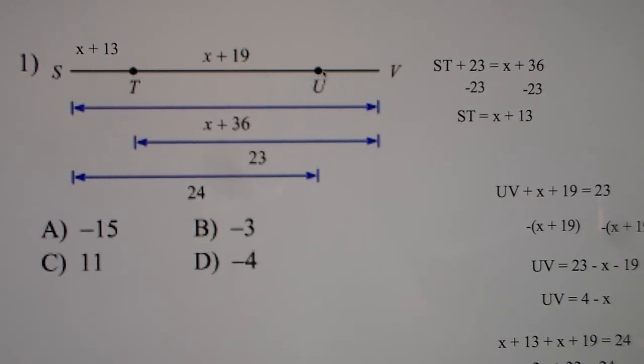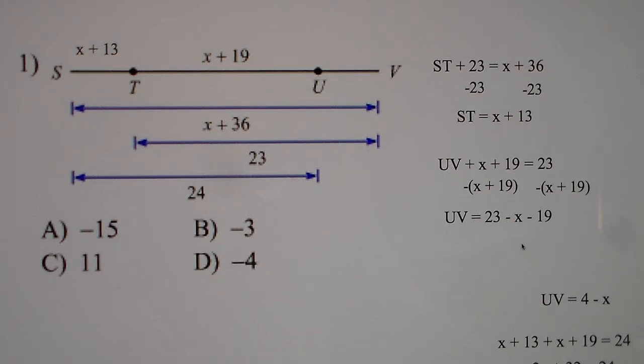Now I want to find out UV piece. Well, I know this UV piece plus this piece SU, aka the 24, those 2 pieces added together will also equal the x plus 36. Or I could say UV, this UV piece plus the x plus 19 is equal to the 23 piece. Either way works. So I'm going to do UV plus x plus 19 equals 23. I'm going to subtract the x plus 19 from both sides. So I get UV is equal to 23 minus x minus 19. Combine like terms, UV equals 4 minus x. So I write that in for UV.